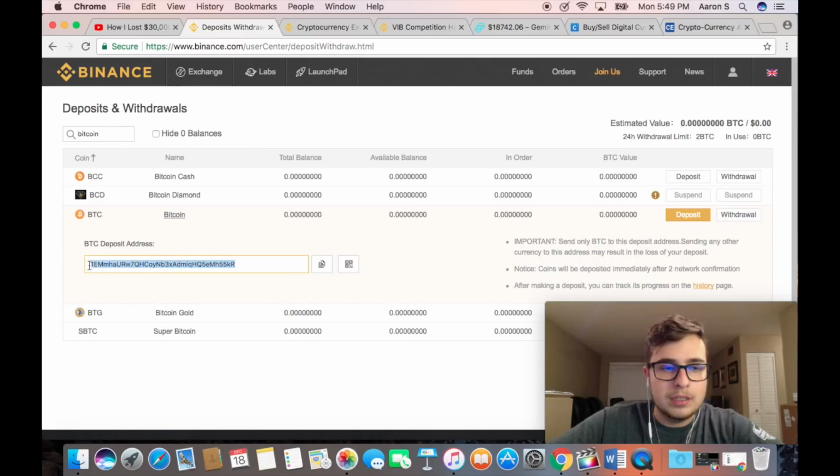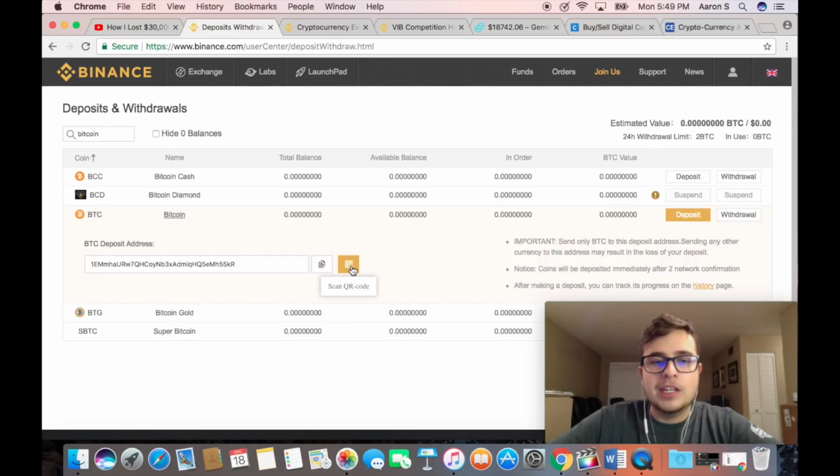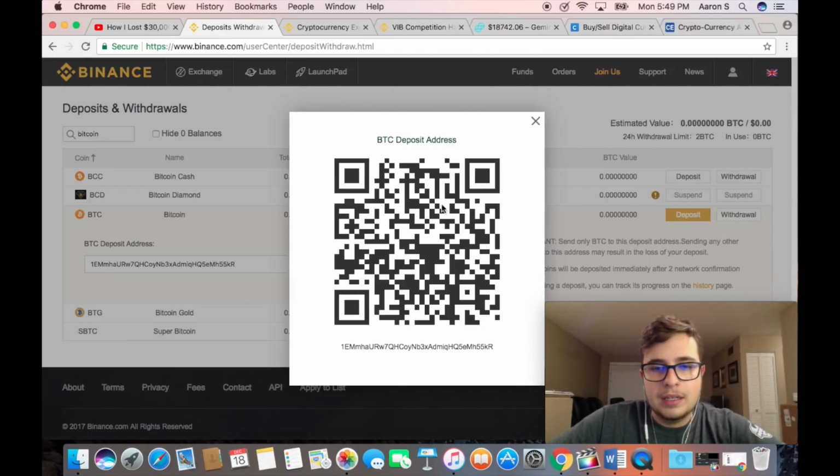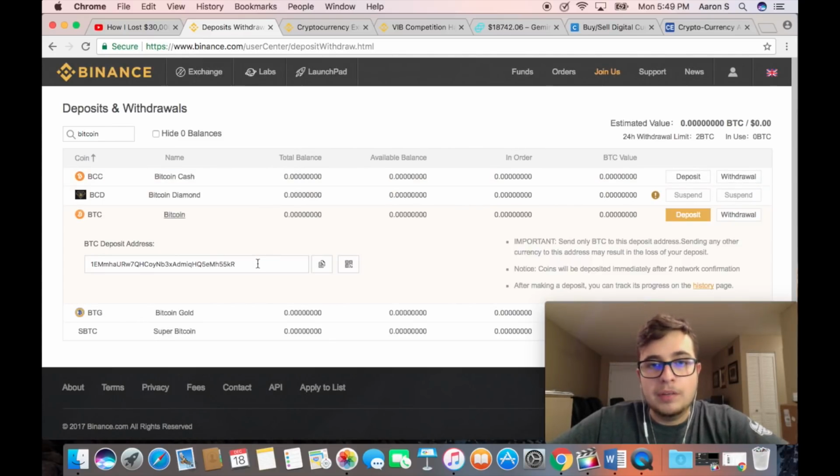You can either do this, copy, or you can just press this button. Also, Coinbase and a few other exchanges have a QR code option. So you just hover the scanner above this, and you'll receive Bitcoin if you're sending Bitcoin. Of course, never send Ethereum to a Bitcoin wallet. This is a wallet on Binance. Never send Bitcoin to an Ethereum wallet, and vice versa. It has to match, basically.